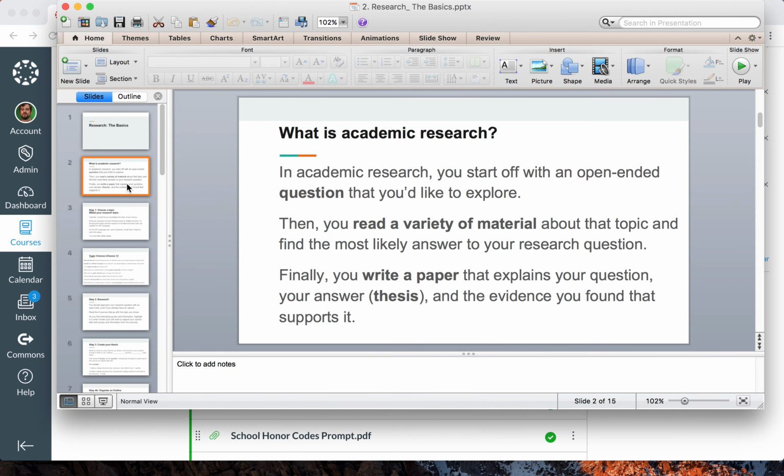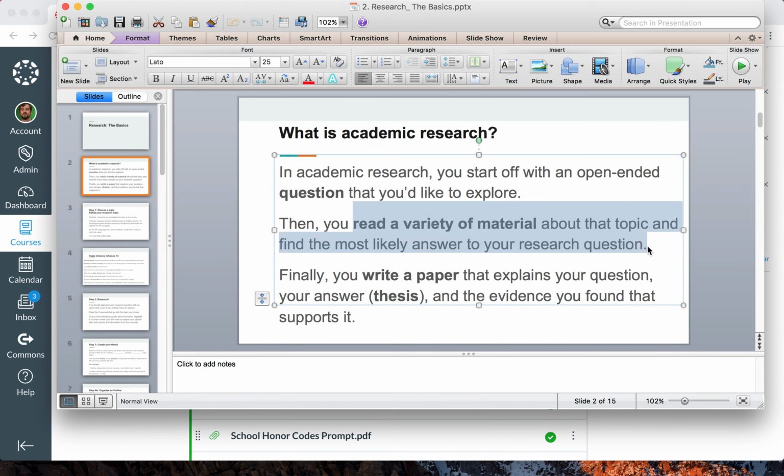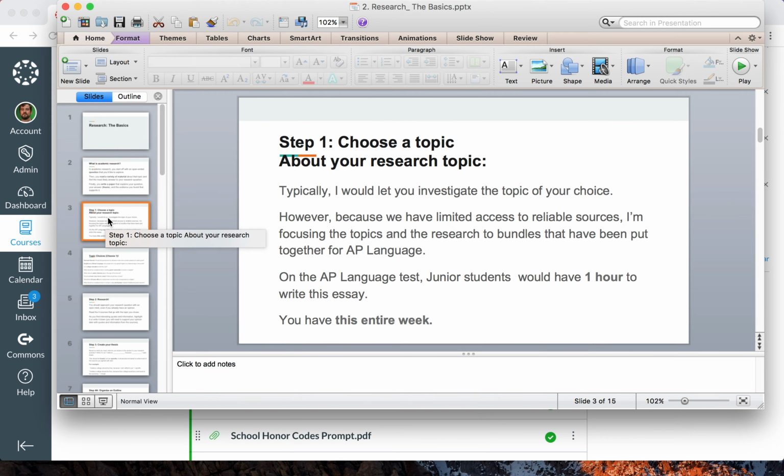So, what is academic research? Your paper is going to look a lot like the persuasive papers that you wrote for me, except every time you have an opinion about why something is true, you have to back it up with a fact that you found in your reading. So you're going to read a variety of material about a topic and find the most likely answer to your research question, and then you're going to write a paper that explains your question, that has your answer, and then has the evidence that you found to support your answer.